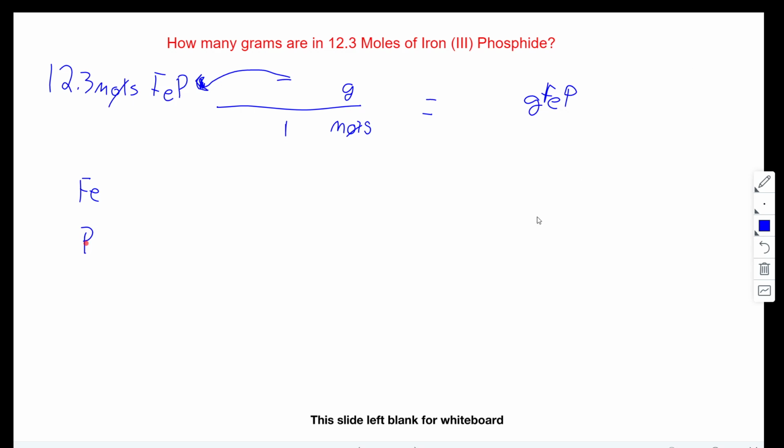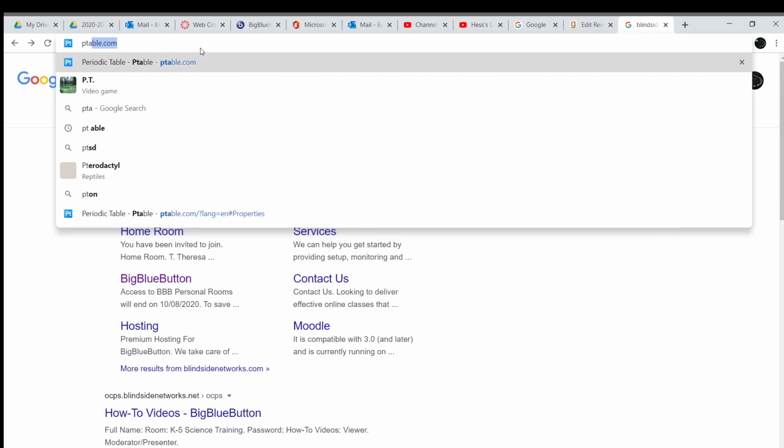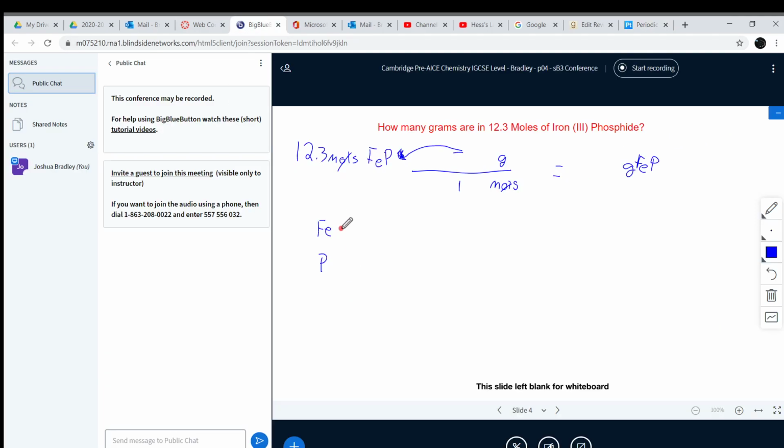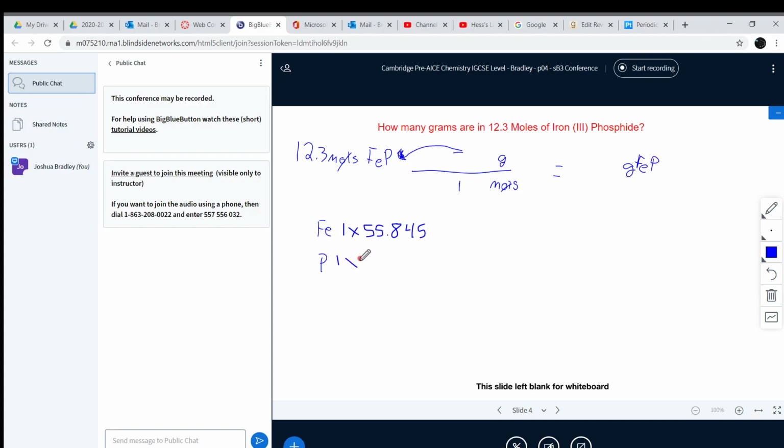We'll go ahead and go to ptable.com. Iron is 55.845. We have 1 times 55.845. Phosphorus, P, is 30.974. Let's make a better X, 30.974.